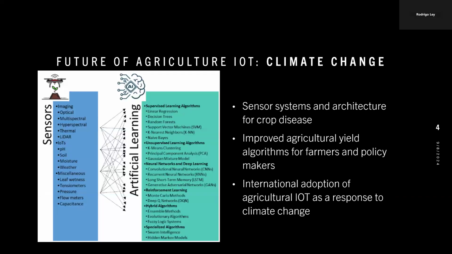Moving on, there's one big area we notice in the future of IoT: the relationship with climate change. With the world population continuing to grow, depending on a finite amount of land and resources, there is, of course, climate change negatively affecting the planet.